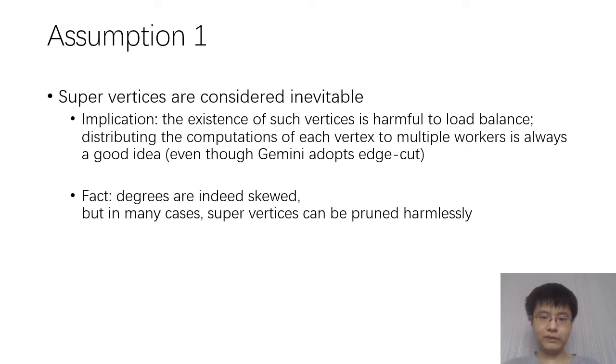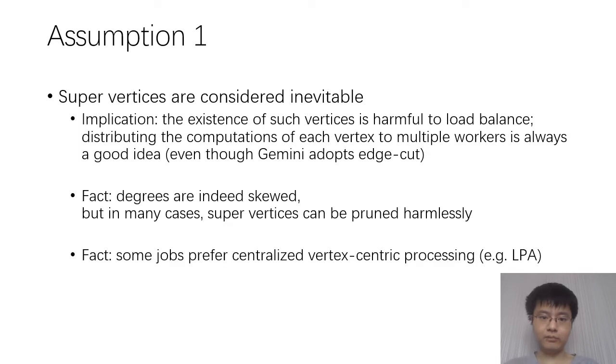Well, we find that degrees are indeed skewed, but in many cases, those vertices with extremely high degrees can be pruned harmlessly without affecting the algorithmic effects. Another related and probably more important fact is that some applications prefer centralized processing, for example, community detection algorithms like LPA. However, many distributed forms of graph processing models, such as PowerGraph's gather-apply-scatter and Gemini's signal and slot, would suffer from expensive communication costs in these cases.